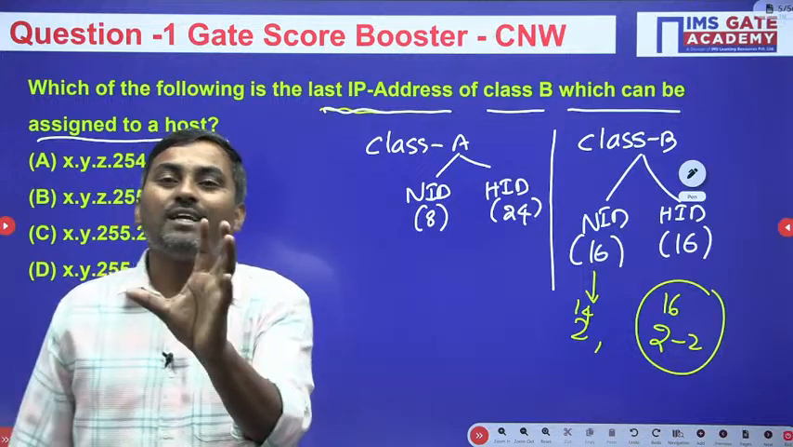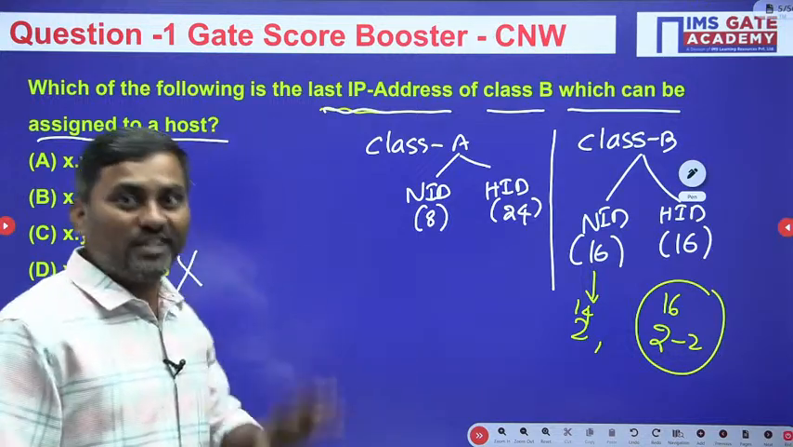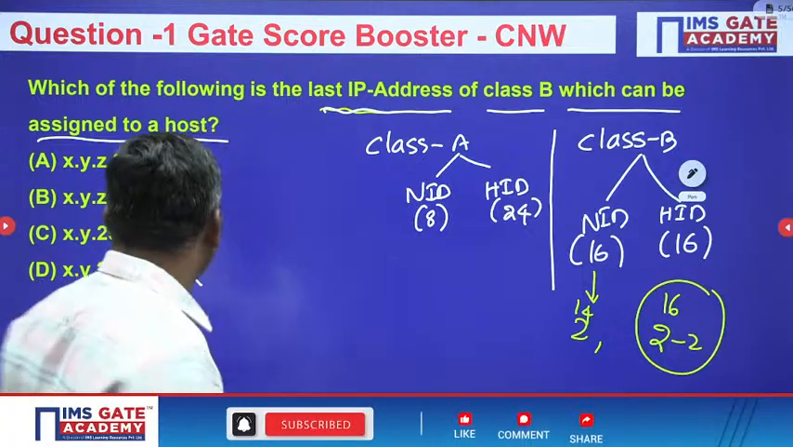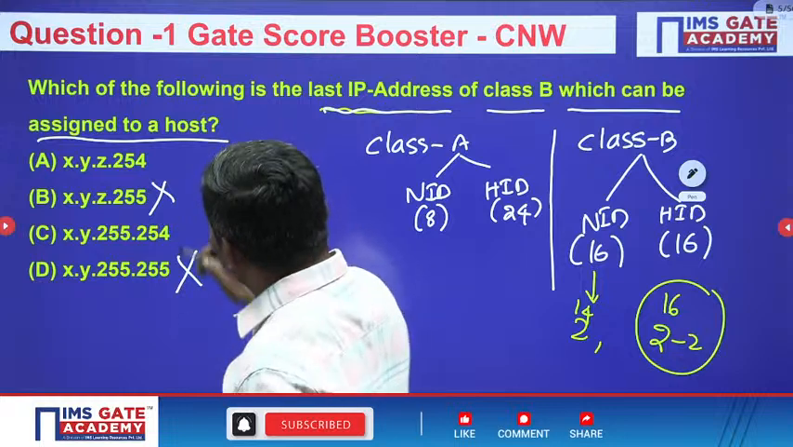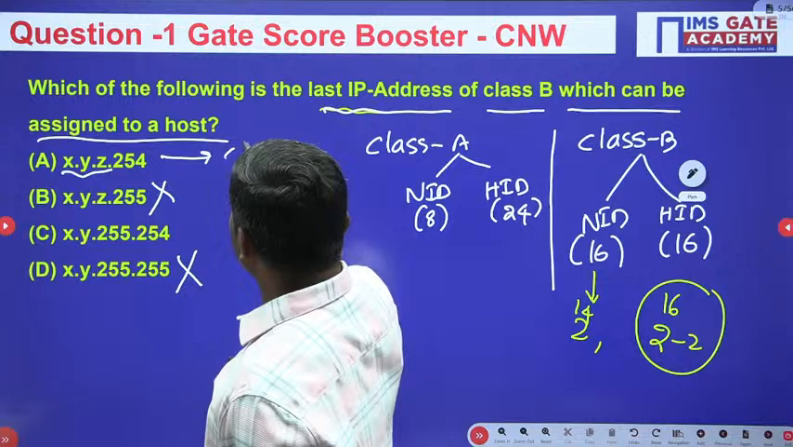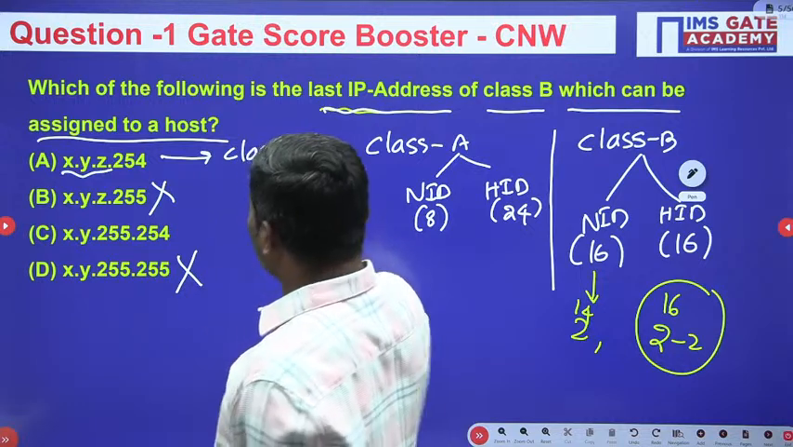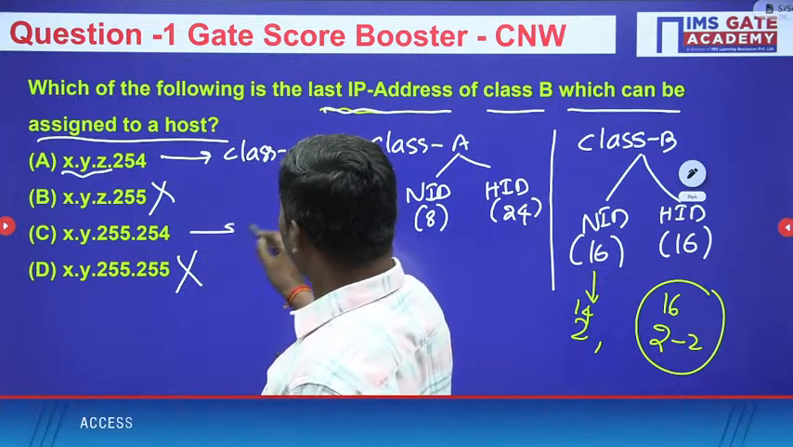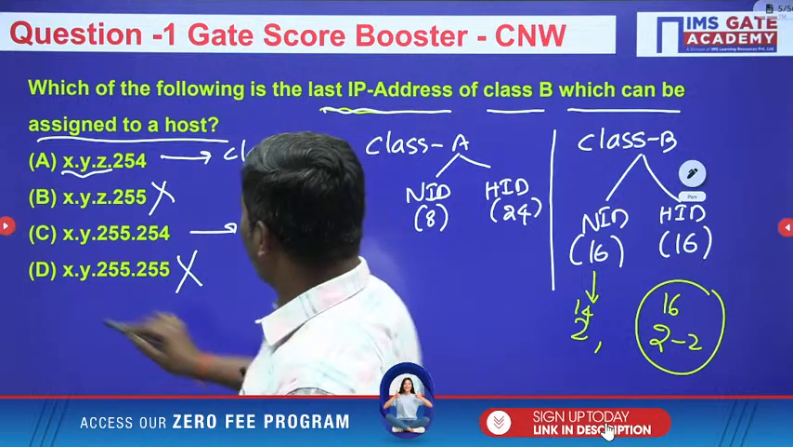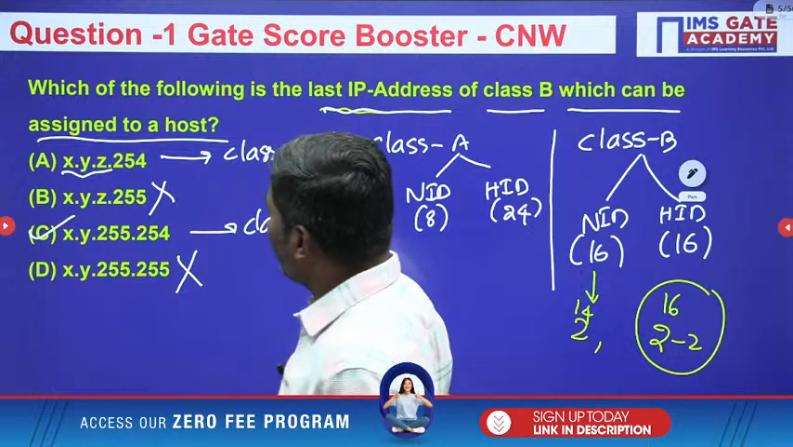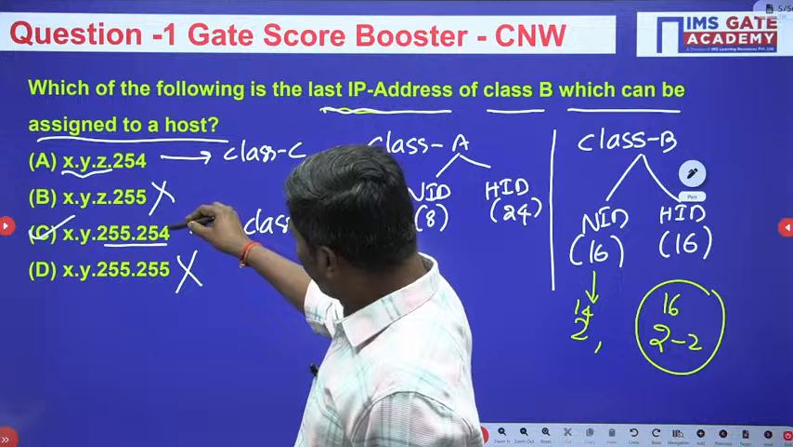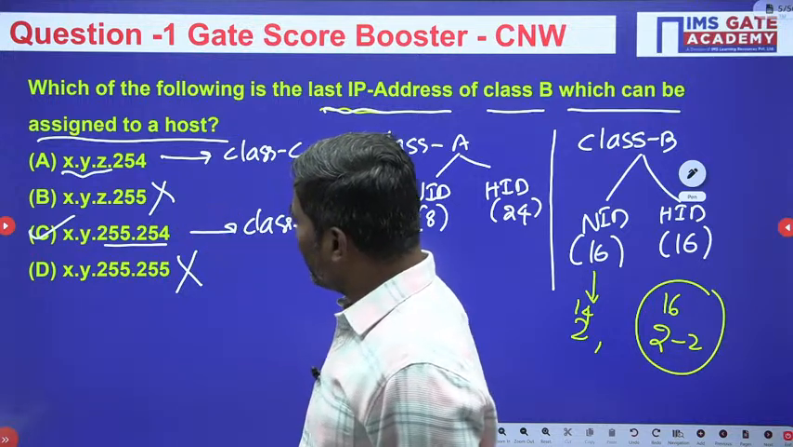Now how to see class B? The first 2 octets define the network. The next 2 octets define the host part. Now see the highest host. This one is related to class C, correct or not? It is related to class C. This one is related to class B, correct or not? They are asking about class B only, right? Yes, we can answer class B. This is the network portion, this is the host with all combinations, and you can see the last host will be this one, right?